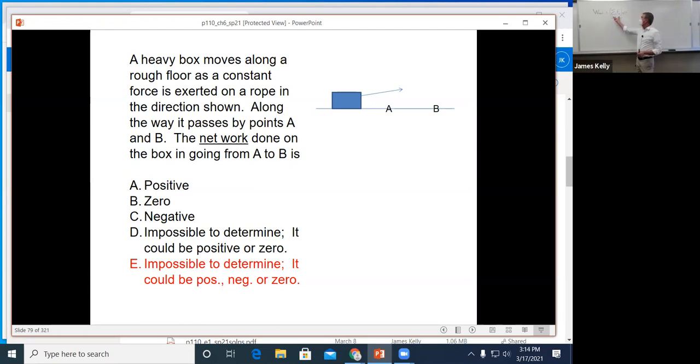I could make this be positive. I could also make it be negative by pulling harder than friction, or letting friction win and it's slowing down as it comes over there. Yeah. All right, good.